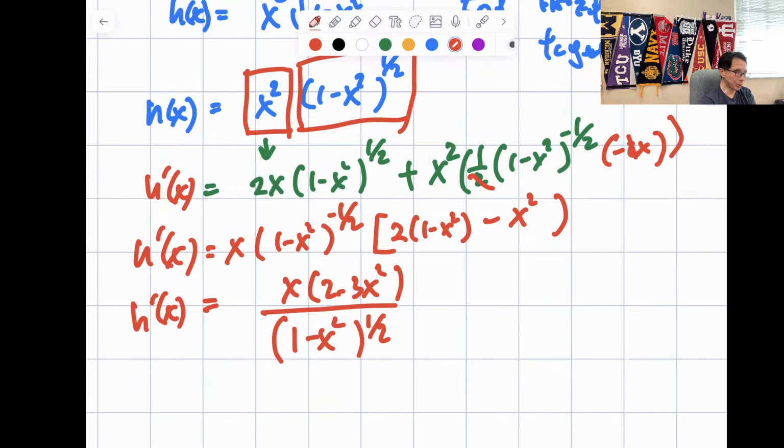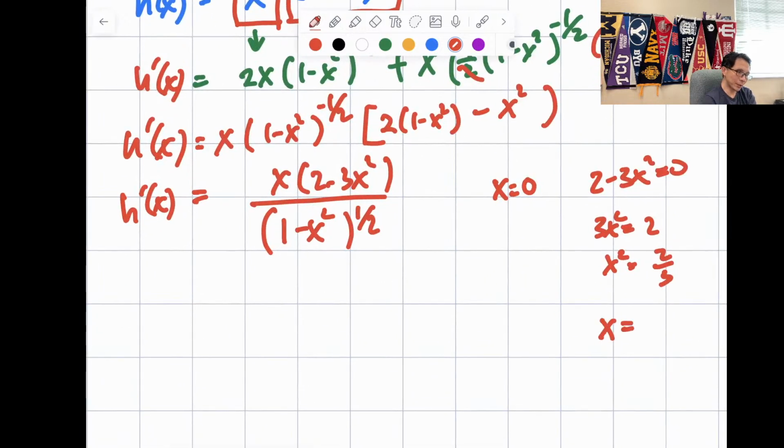Now I just set the numerator equal to 0, because if I want to find horizontal tangent, it's the numerator equal to 0. So x is equal to 0. 2 minus 3x squared equal to 0. 3x squared equal to 2. X squared equal to 2 over 3. Please don't mess up algebra. Plus minus. Simple thing, please don't mess up. Very easy. And you should get 3 horizontal tangents that can happen.